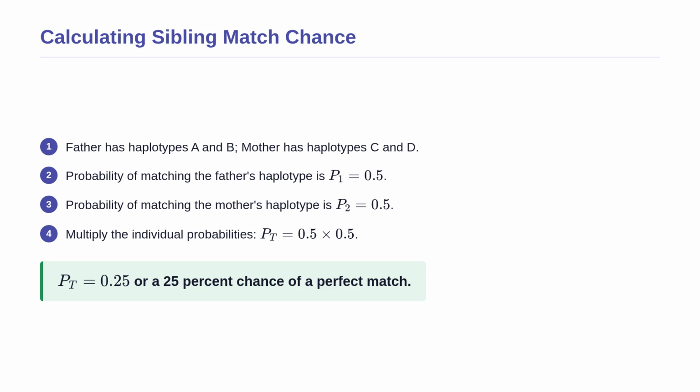This means there is exactly a 1 in 4, or 25% chance that any given sibling will be a perfect MHC match.